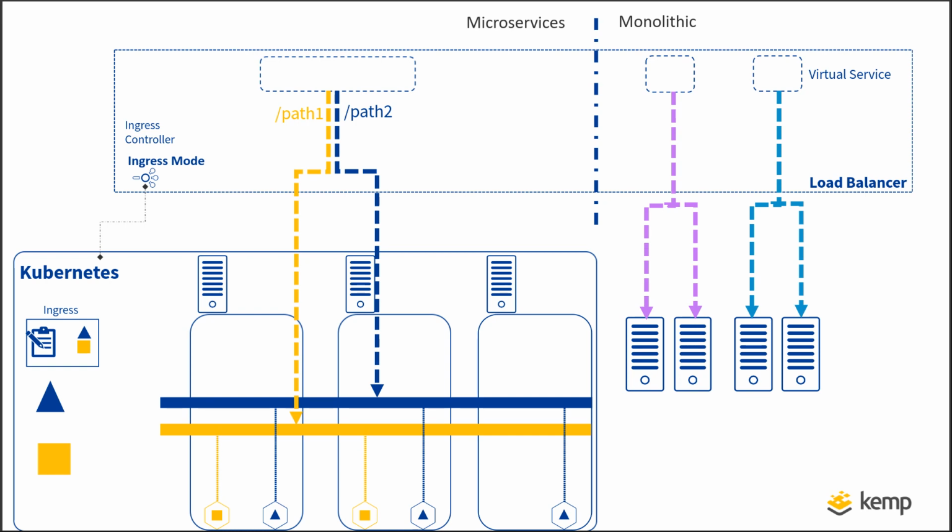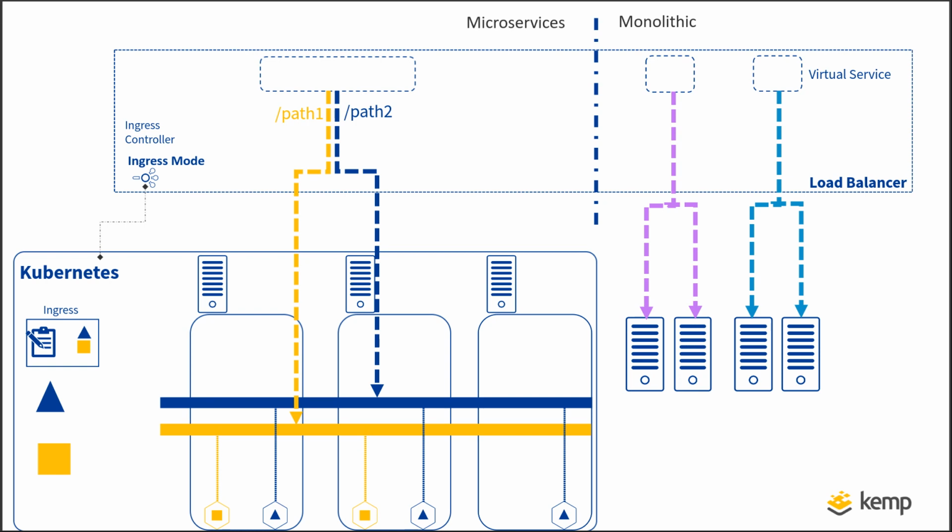The way Kemp has implemented the Ingress controller, we support an Ingress controller running on the LoadMaster outside of the Kubernetes cluster. What this means is we can accept traffic for both microservice applications and your traditional monolithic applications. If you look at this diagram, the right-hand side, labeled monolithic, would be your traditional load balancing.